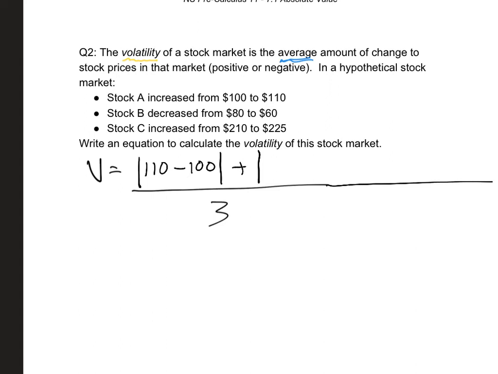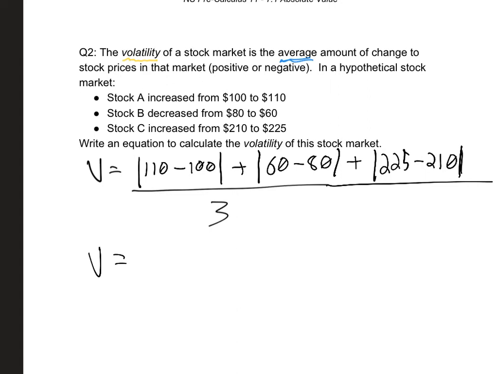Stock B decreased from $80 to $60, so it ended up at 60. And it started at 80. And stock C increased from 210 to 225, so it ends up at 225, but it started at 210. So there's the amount of change in each one of those stocks.